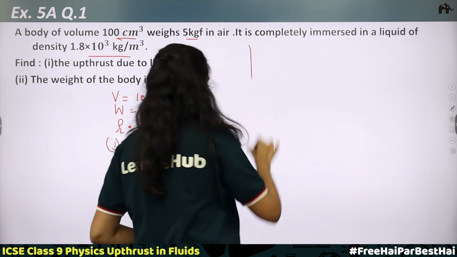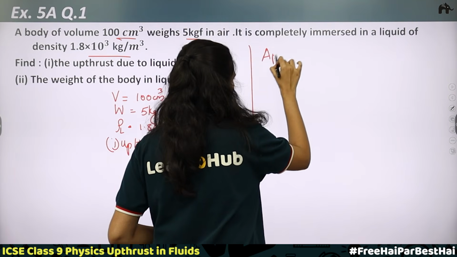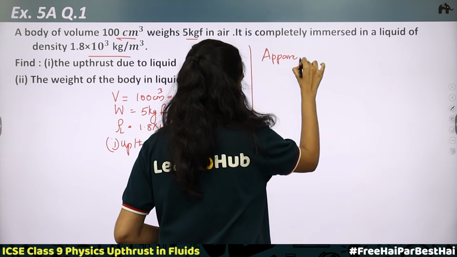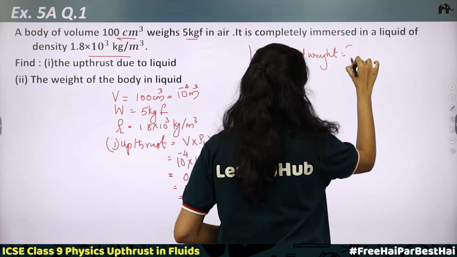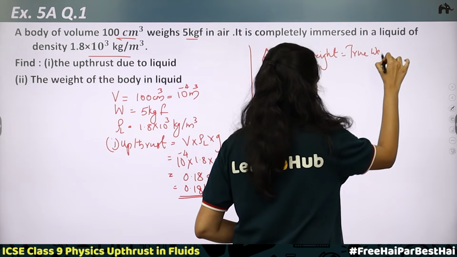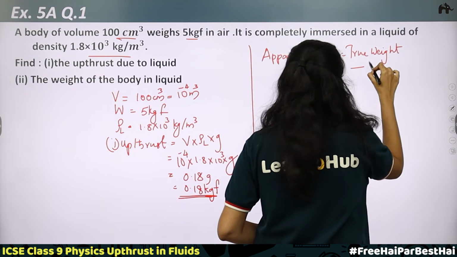Now second thing to find is the weight of the body in liquid. To find the weight of the body in liquid means we are going to find the apparent weight. Apparent weight is equal to true weight minus upthrust.